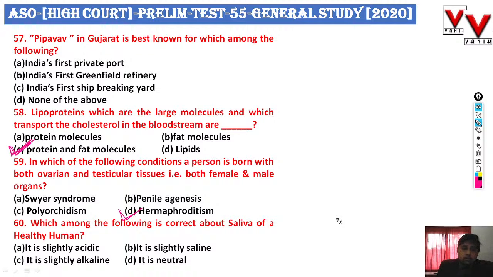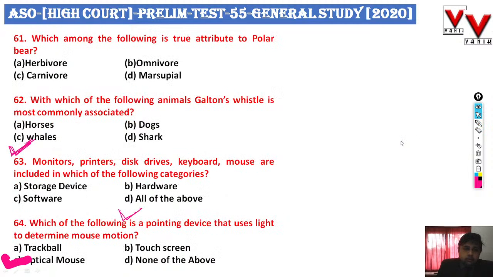Question 60. Which among the following is correct about the saliva of a healthy human? The saliva of a healthy human is slightly alkaline in nature. Answer is option C. Question 61. Which among the following is a true attribute of the polar bear? Herbivore, omnivore, carnivore, marsupial. It is actually a carnivore. Answer is option C.